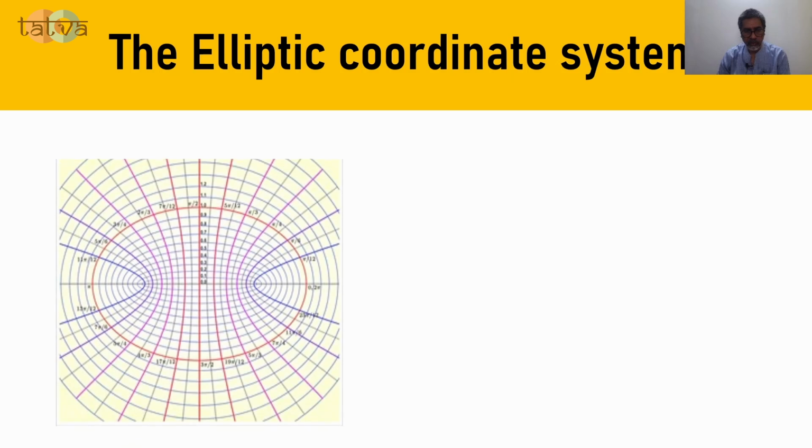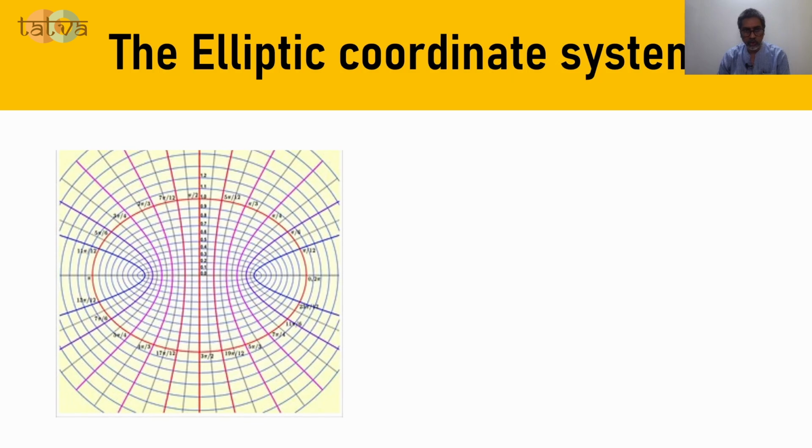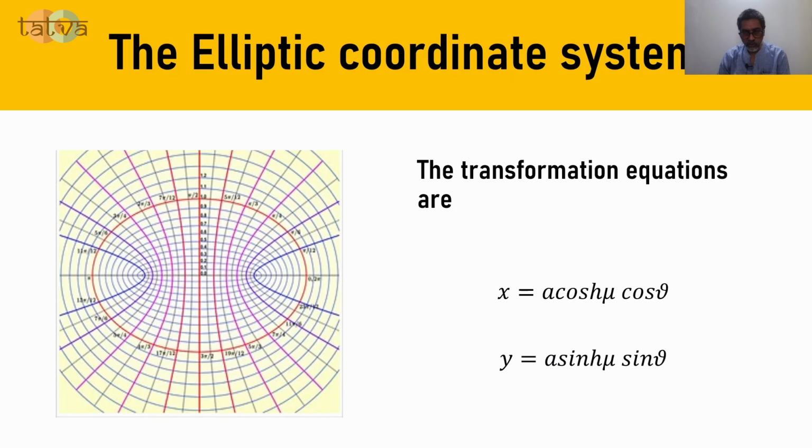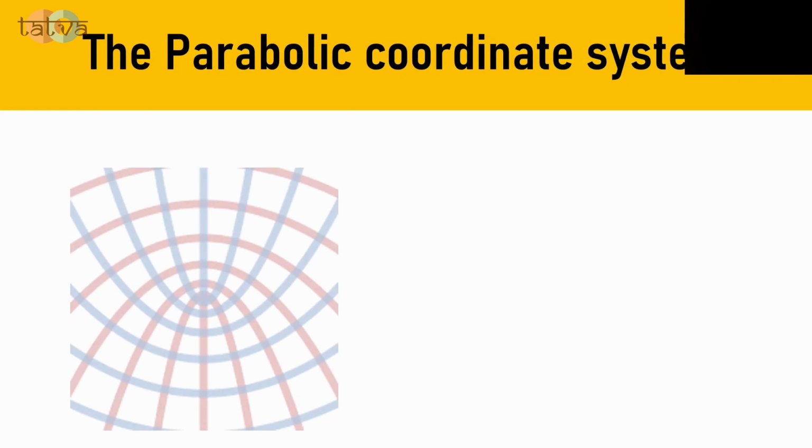Then we have, as I've already mentioned, other coordinate systems like the elliptic coordinate system, for which the transformation equations are a little bit difficult. They involve hyperbolic functions, and you can see that it's an orthogonal system. We are not going deep into this coordinate system because we are not applying it, but this can be reserved for further study. Similarly, we can have the parabolic coordinate system.